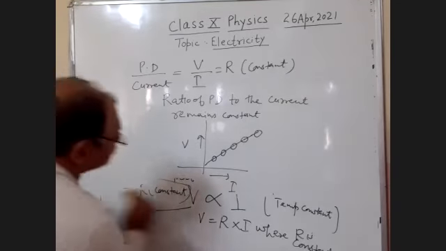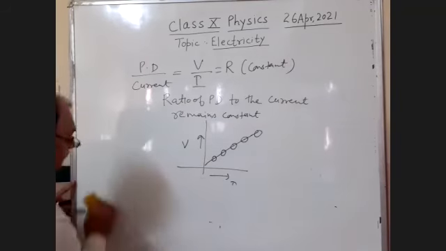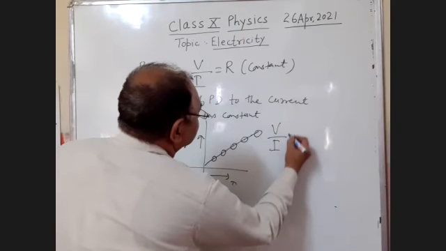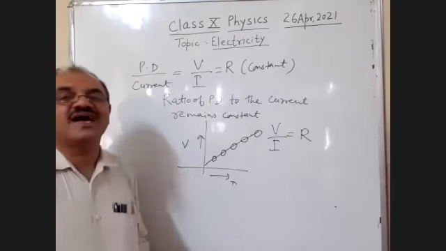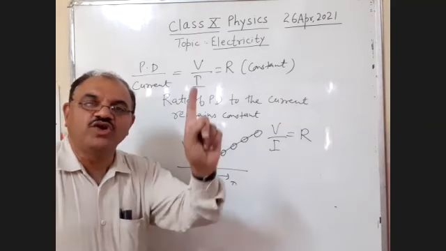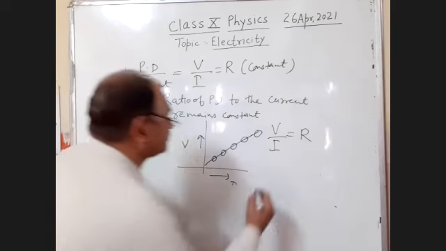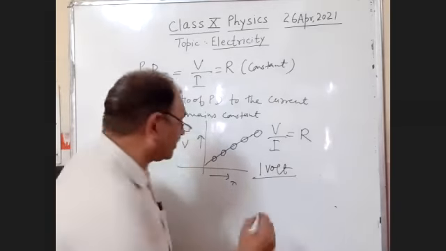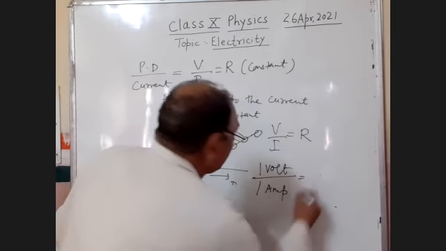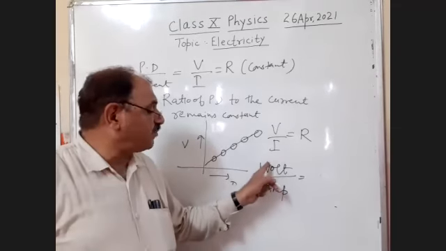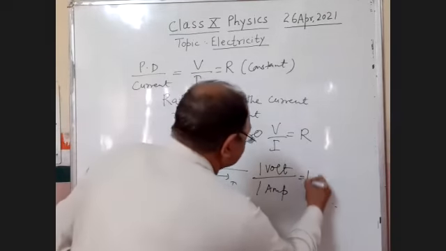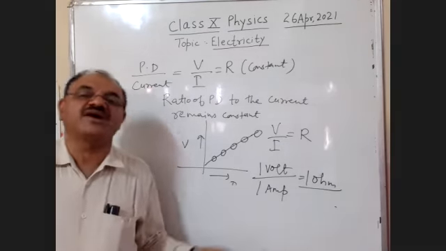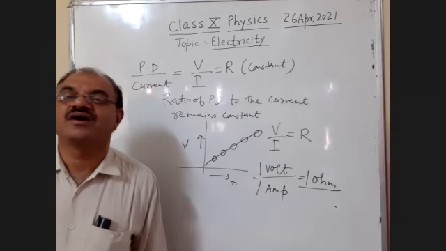Now, students, please note down. Here it is given as V by I is equal to R. Now, students, the SI unit of potential difference is the volt. If the potential difference is 1 volt, it is 1 volt. Is it clear, students? And the value of the current is 1 ampere. If the value of the current is 1 ampere and the potential difference is 1 volt, then the resistance is 1 ohm.